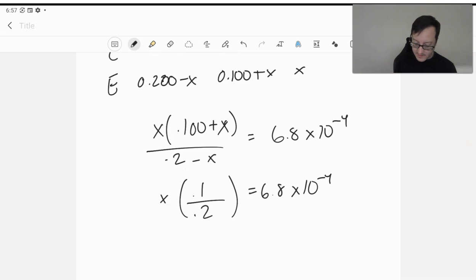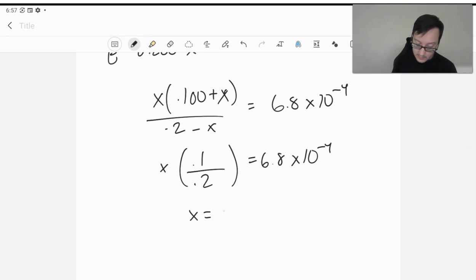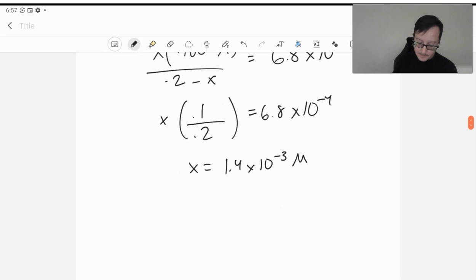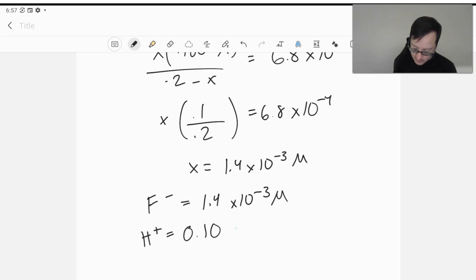So we need to multiply both sides by 2. X is going to be, let's see, 6.8 times 2 is 13.6, so 1.4 times 10 to the negative 3 molar will be our F minus. So our F minus concentration would be 1.4 times 10 to the negative 3 molar. H plus would be 0.1014. As we can see, not substantially different.